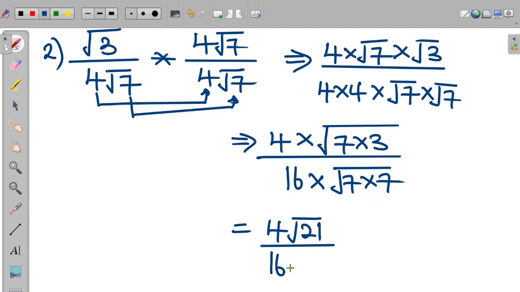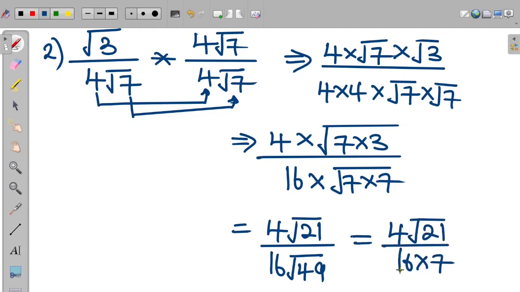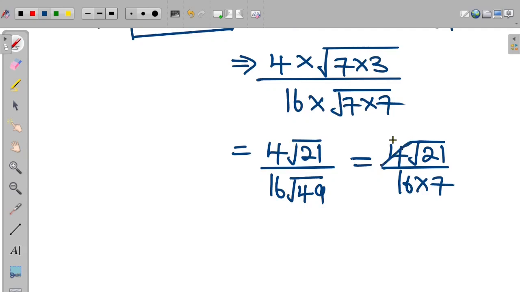7 times 7 is 49. So this is 16 multiplied by root 49. But 49 is a perfect square, so root of 49 is 7. So this becomes 4 multiplied by root 21 divided by 16 times 7. So if 4 goes here, we have 1, and 16 divided by 4 gives us 4. Therefore, this becomes root 21 divided by 28, because 4 times 7 is 28.